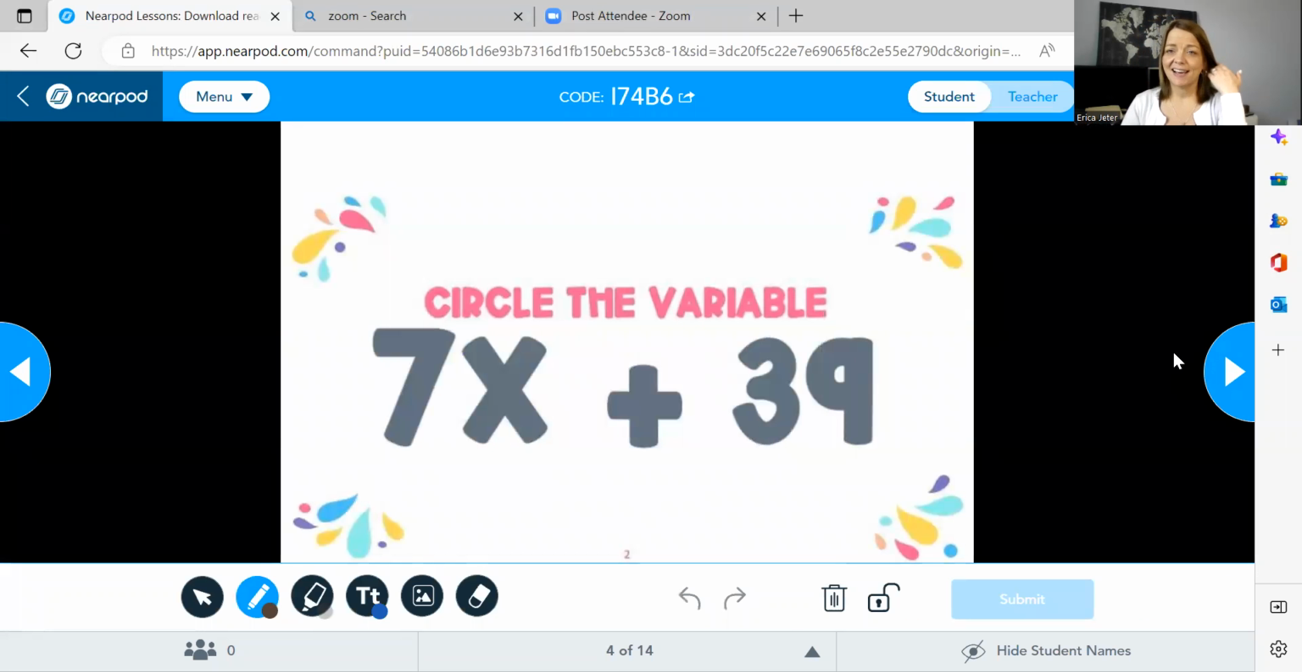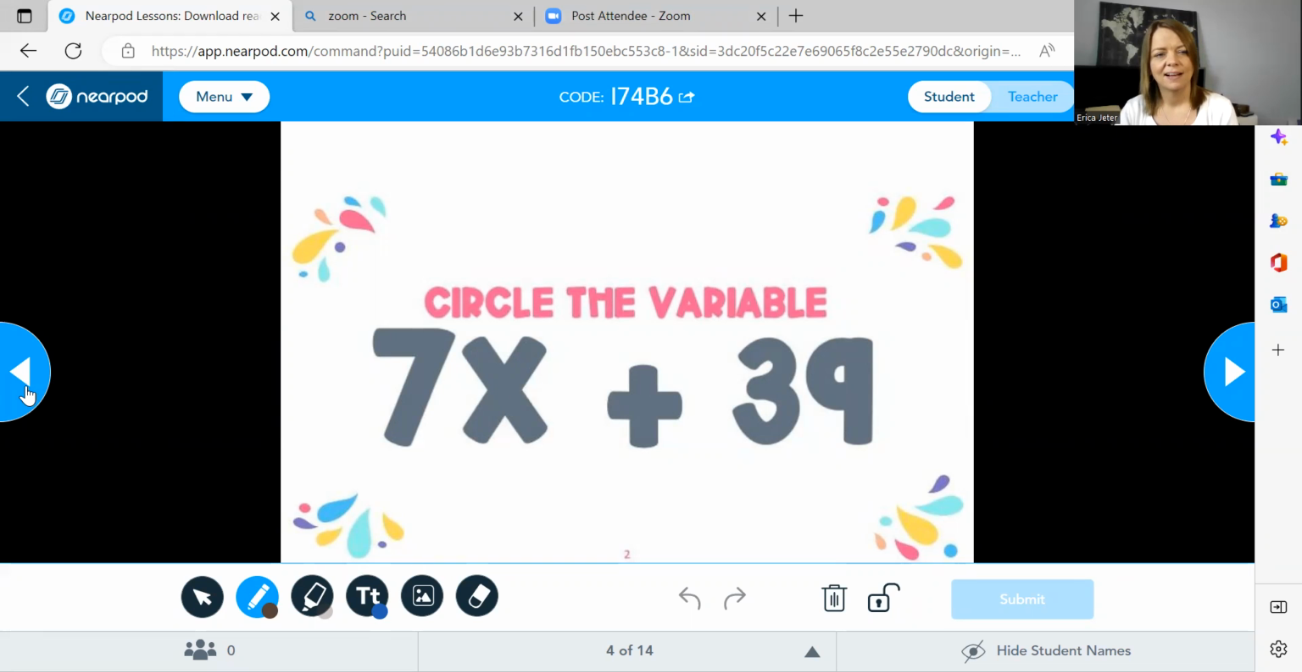Slide 4 is asking us to circle the variable. So go ahead on your slide and circle the variable. Once you do that, I want you to send me a chat. What did you circle? What are you identifying as the variable? All right, I am seeing 7x and x come through as two of the, well, really the only answers I'm getting, 7x and 7. No one is picking 39. Good job. So 7 and 7x.